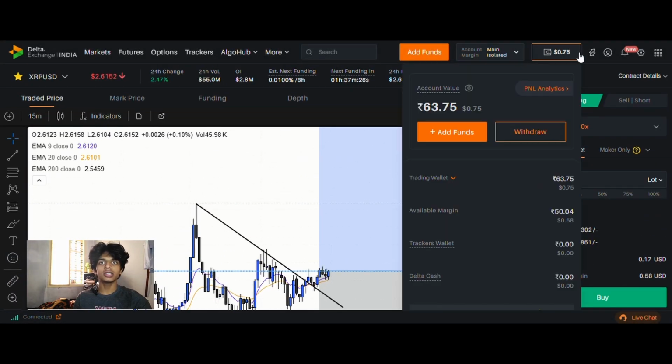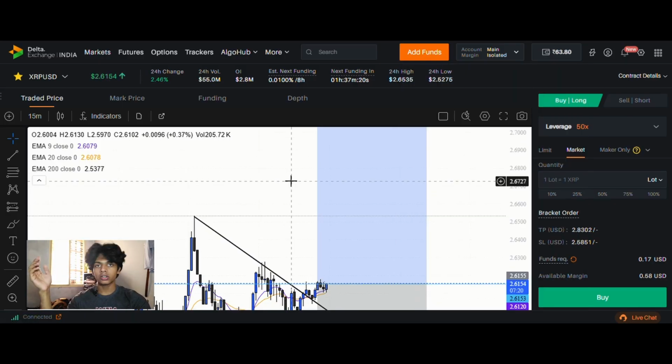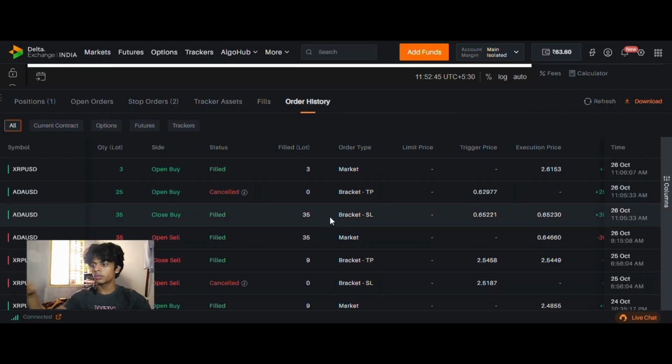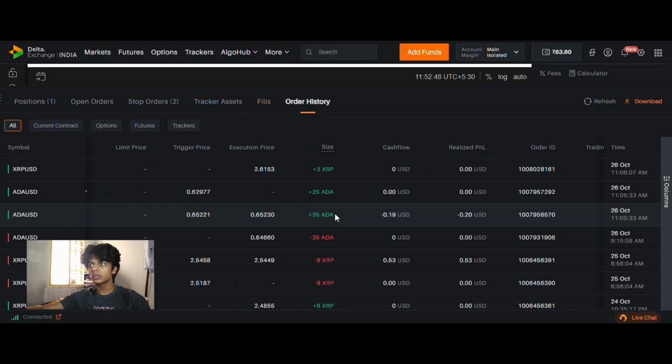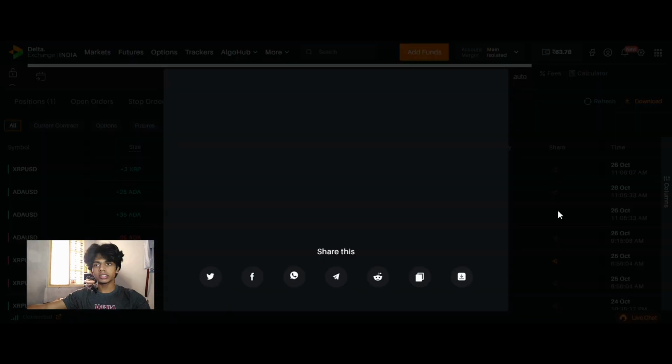And as you can see now, the account is at 63.7 rupees. Because of that loss we got onto ADA USD, that was a 18-19 rupees loss. If you want me to show the order bracket, we go over here, and over here you can see we had a minus 20 USD thing. So this is a shareable link. I'll update you guys soon.